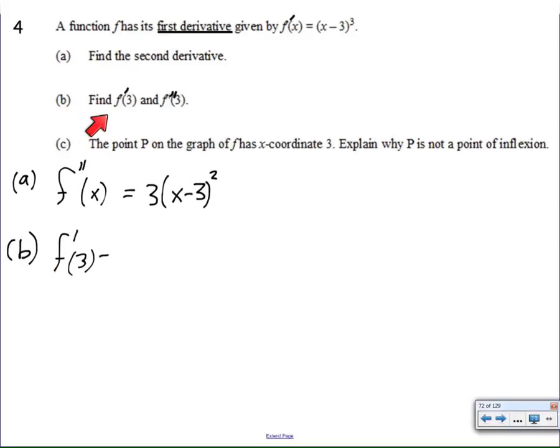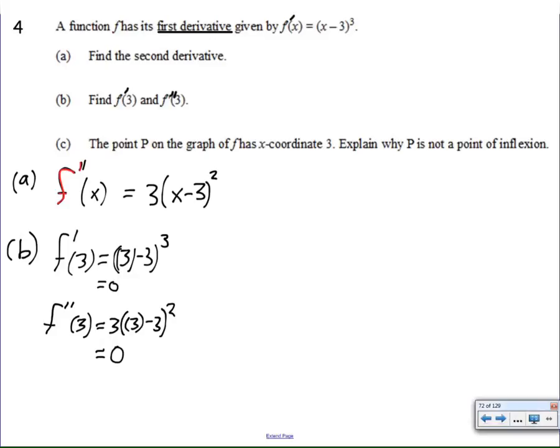We have to evaluate now f prime of 3 and f double prime of 3, and when I do, I realize very quickly that both the first and second derivatives are 0. So now what we have to do is actually interpret what this means. This is a stationary point, and this could represent an inflection point. Is this a stationary inflection point or not? But I already read the problem and it says the point P on the graph has x-coordinate 3, so explain why P is not a point of inflection. So that's where we have to get a little creative to answer this question.